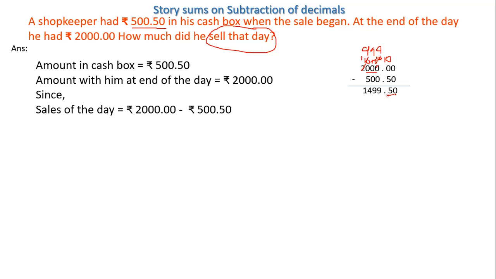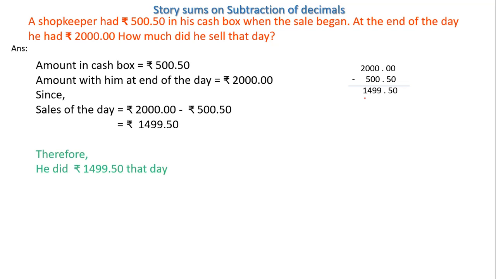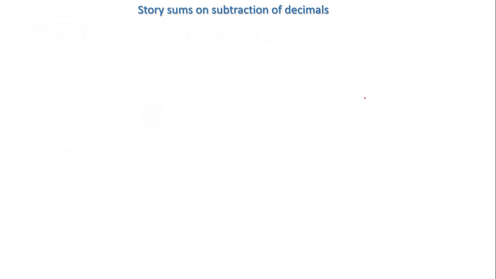10 minus 5, 5. Decimal point as it is. 9 minus 5, it is 4, 1 as it is. Hence, I got the difference as 1499.50. Therefore, I will say that sales of that day is rupees 1499.50. Let's take one more problem on this.